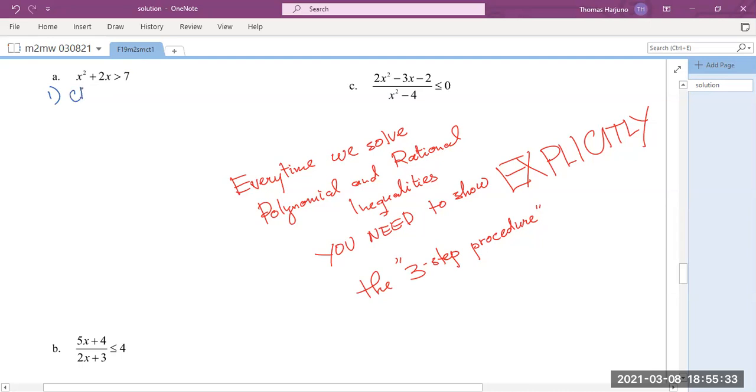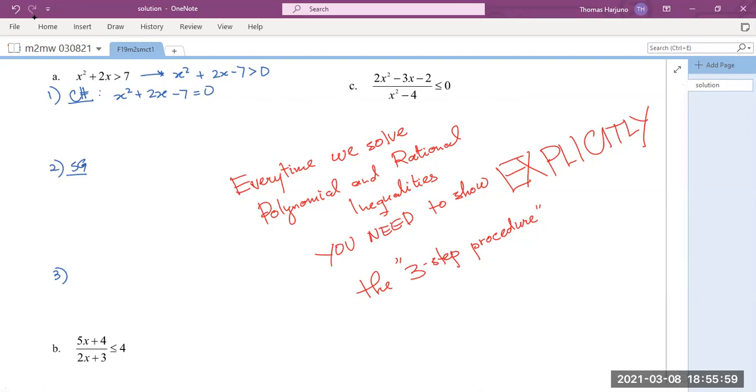But it's basically the first step, critical number. Actually, on the top, I set one side equals 0 first. And then you solve that inequality as an equation to get a critical number, and then you do the sign graph. Okay, and then from there you do the solution.